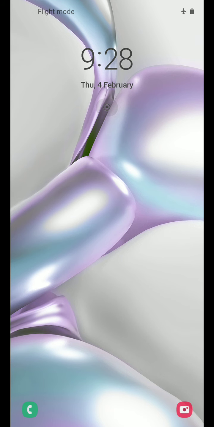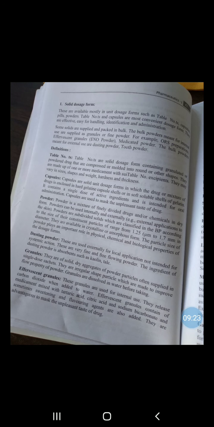Bulk powder meant for internal use: examples are granules or fine powder, that is ORS powder, ENO powder, or medicated powder. Then bulk powder meant for external use, that is dusting powder and tooth powder. We will see the definition of each and every dosage form.